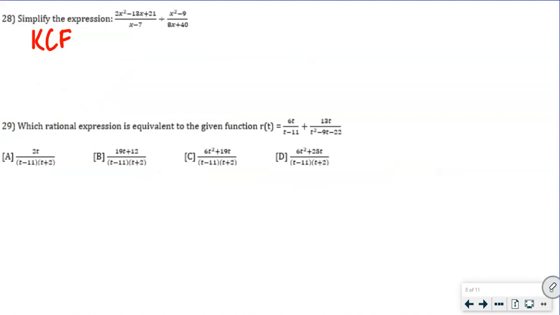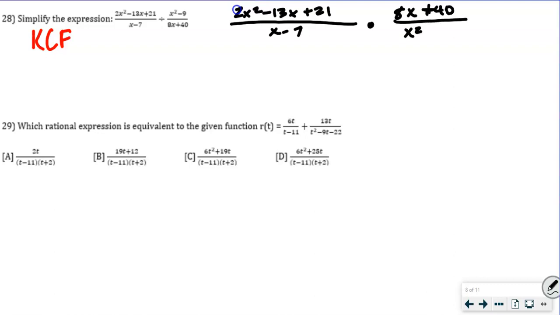Number 28 is to simplify the expression. This is a division problem, so we're going to keep our first term, change our sign to multiplication, and then flip our second term. So what I'm going to do first is rewrite the problem up here. We're going to say 2x squared minus 13x plus 21 over x minus 7. We're going to multiply that times our 8x plus 40 over our x squared minus 9.